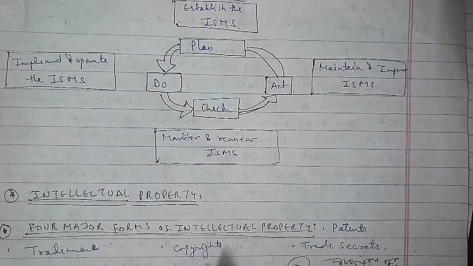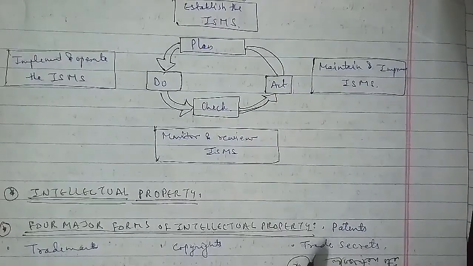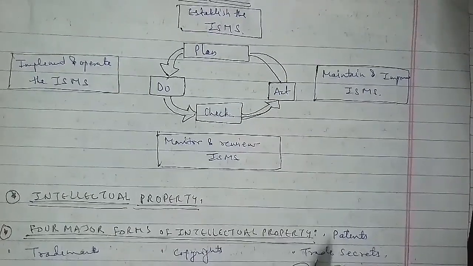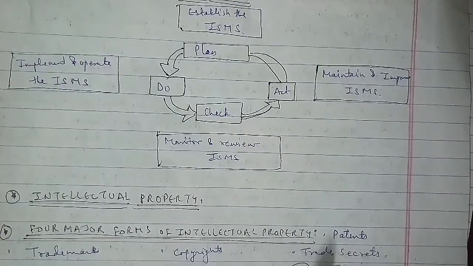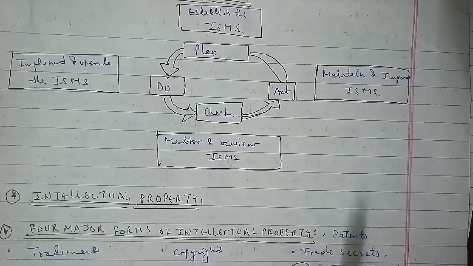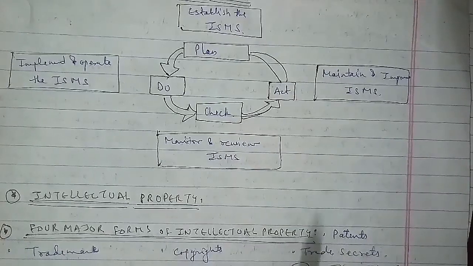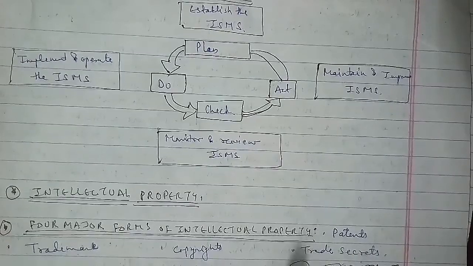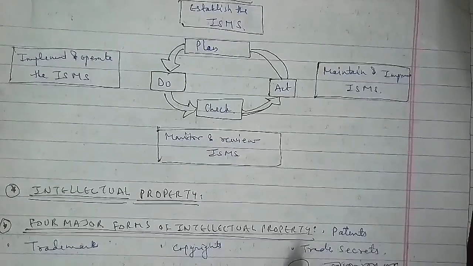The next we have is the trade secret. A trade secret is a formula, pattern, device, technique, process, or compilation of information that is the subject of reasonable effort to maintain its secrecy, and which derives economic value from not being generally known or readily ascertainable by others. Trade secrets are protected by keeping the relevant information secret as well.